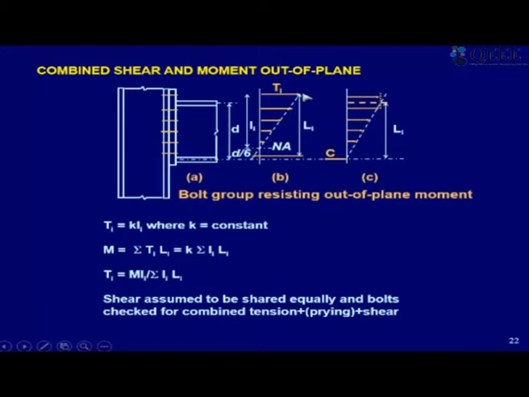So this is the tension in the top bolt, and if there is a shear V, so V by the number of bolts, N, will be the shear in that bolt, and these two I have to combine with the circular interaction equation and show that under combined shear and tension the bolt is safe. So this is how we analyze a typical connection.